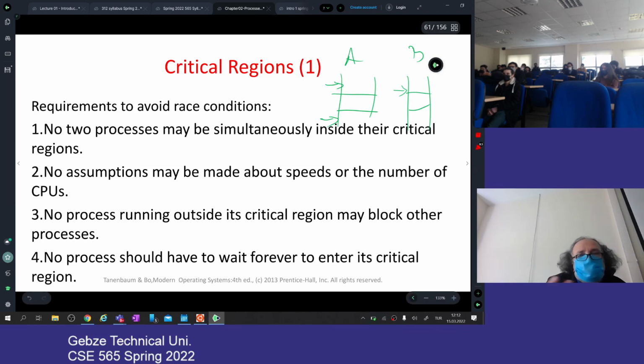And number 4 is actually the obvious thing, but sometimes what happens if I block both A and B? I mean, I am blocking both of them. Nobody can enter the critical region, so no race conditions, as I prevented them.